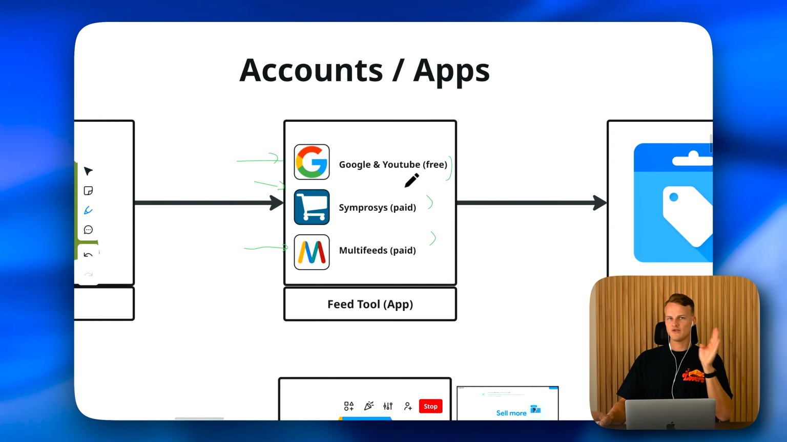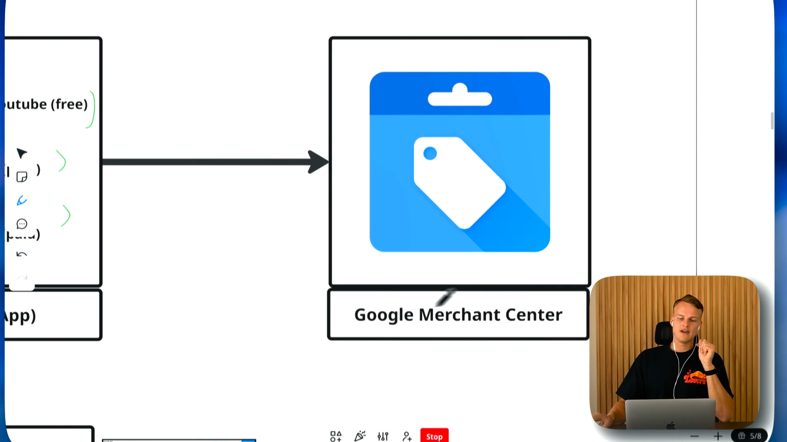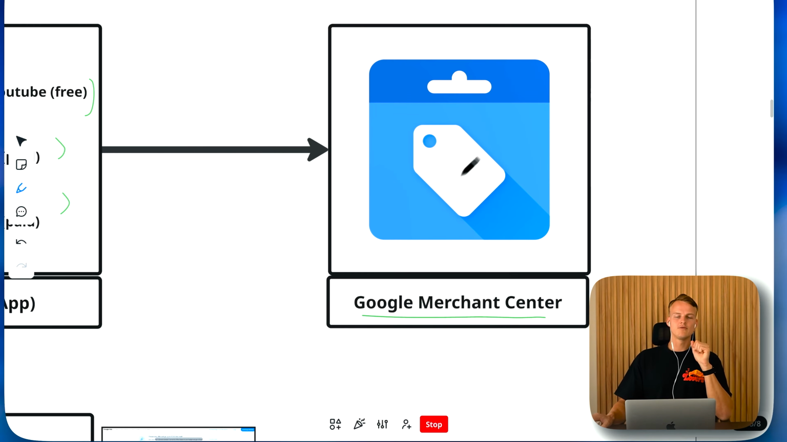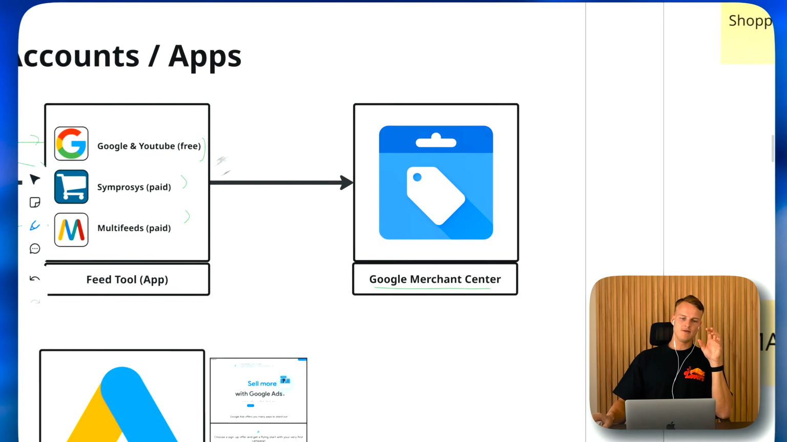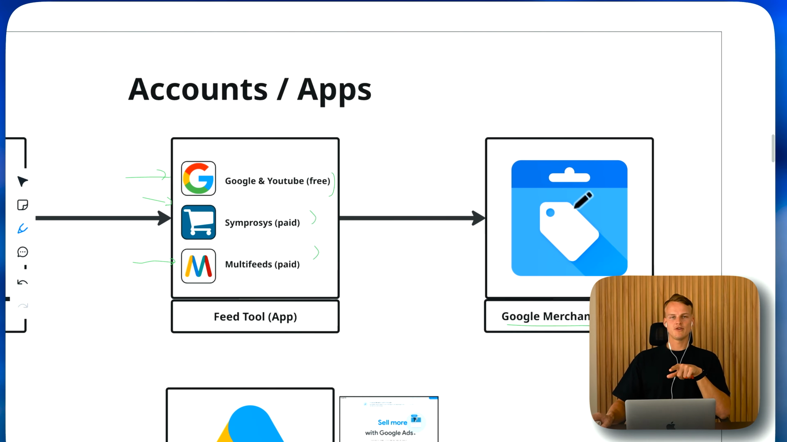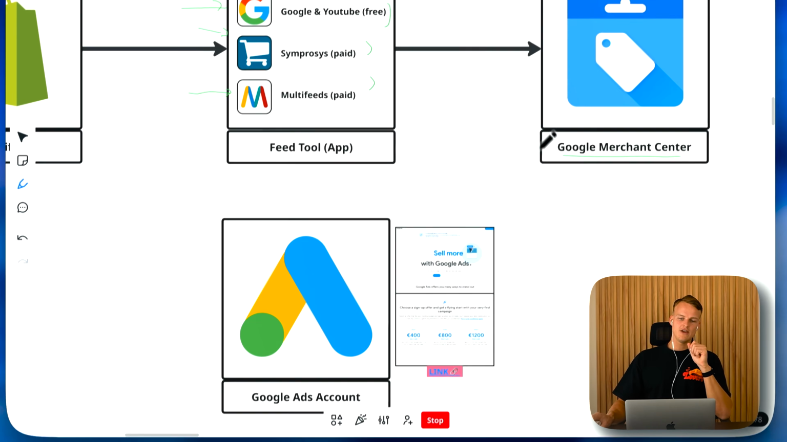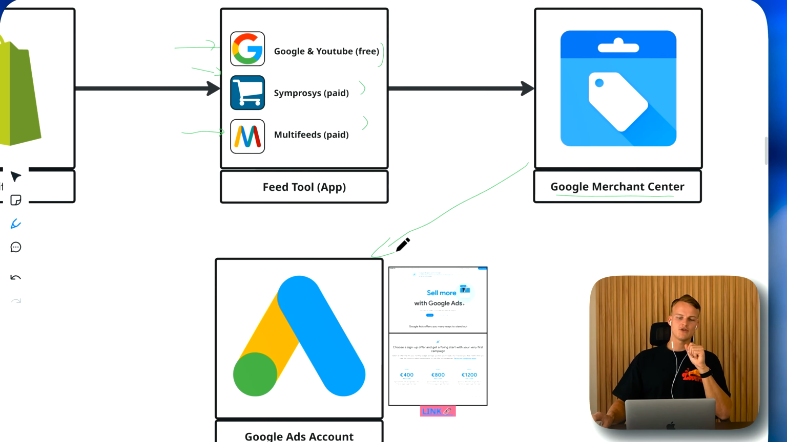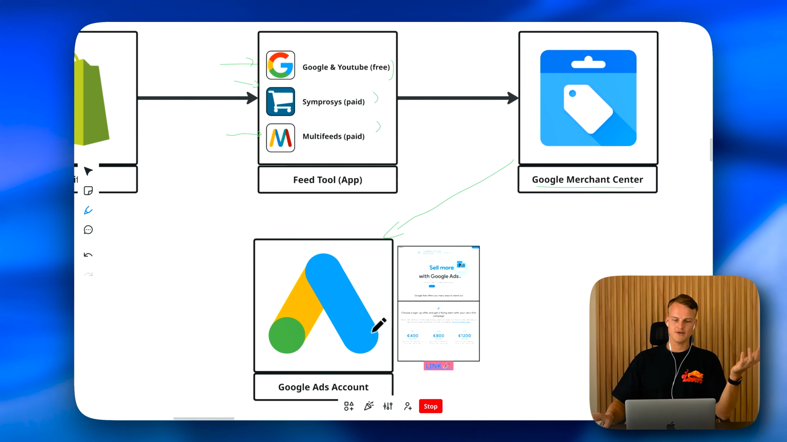If it's just one country, one currency, use the Google and YouTube app, because that's the easiest to set up and it's free as well. Then you need a Google Merchant Center account. The Google Merchant Center account is basically where you host your products. So you send your products from Shopify with the feed management tool app to Google Merchant Center, and with Google Ads, the actual Google Ads account, you advertise the products. So you connect Google Merchant Center with the Google Ads account, and then you can advertise all your products.